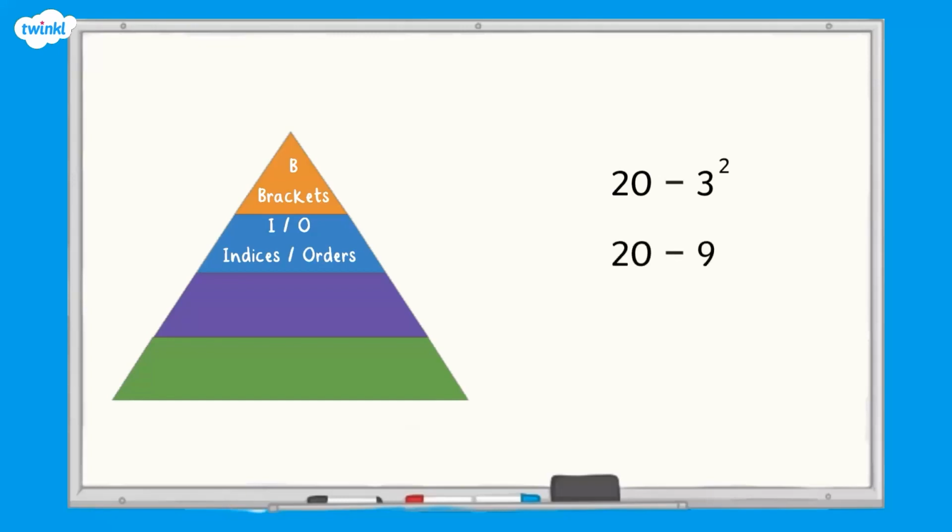Now we work through the calculation from left to right. 20 subtract 9 equals 11. So the answer to our calculation is 11.